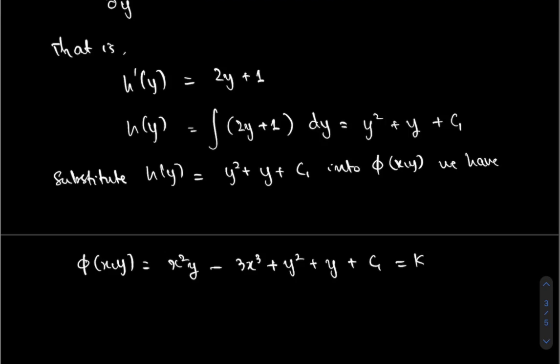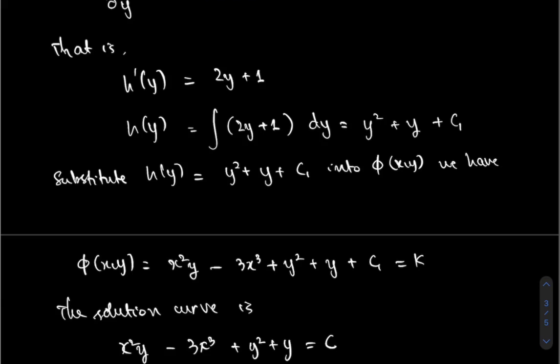You have one constant on the right and another constant c1 on the left. You basically can combine them together to have an arbitrary constant c. So the solution curve is x squared y minus 3x cubed plus y squared plus y equal to constant c. Once again, c in this case is an arbitrary constant. So this is the general solution to the exact differential equation.